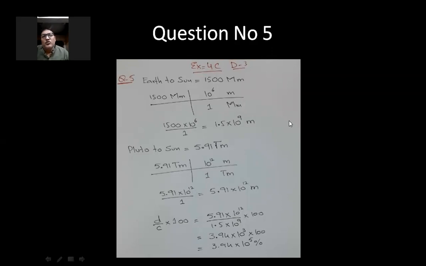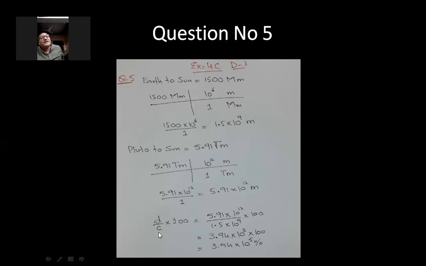So you know the Pluto to sun is 5.91 terameters. I want to convert this into meters. So here you can see 5.91 terameters, and I put the terameter here downstairs, and upstairs we have 10 raised to power 12. This is given in the question, that 1 terameter is equal to 10 raised to power 12 meters. So you see this terameter will be cancelled. So you will have 5.91 expo 12 divided by 1, and it will be in meters. So it will be 5.91 expo 12 meters.